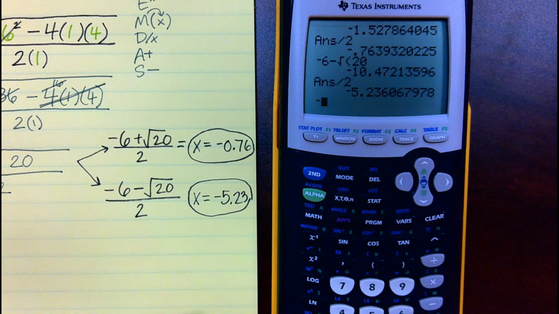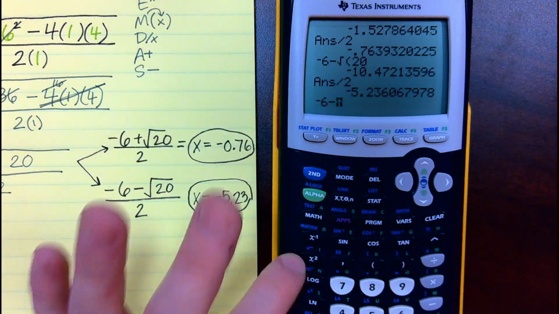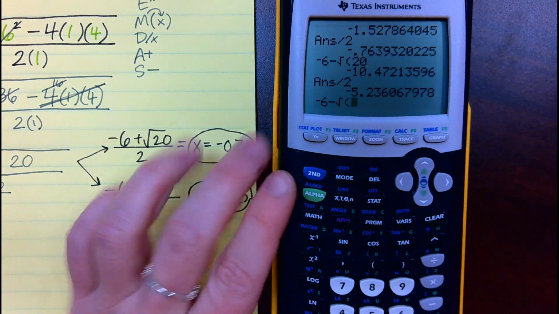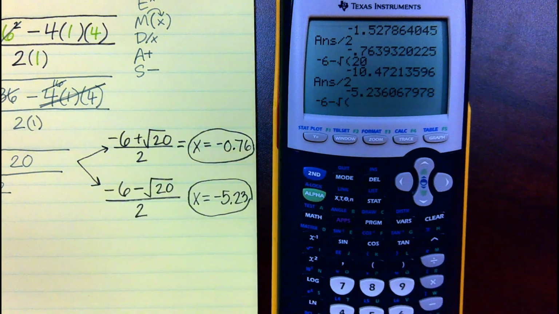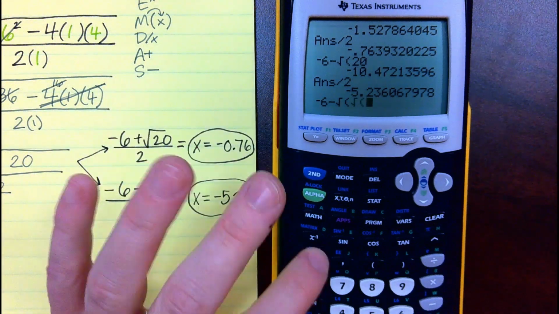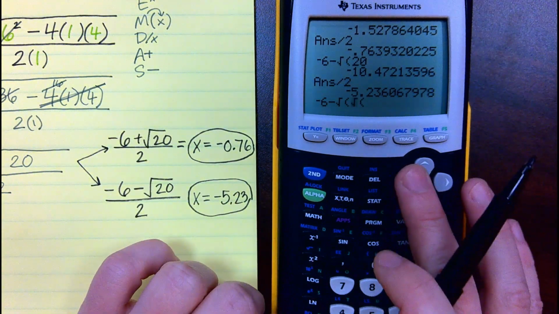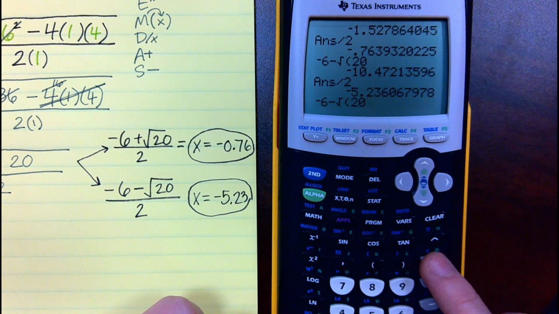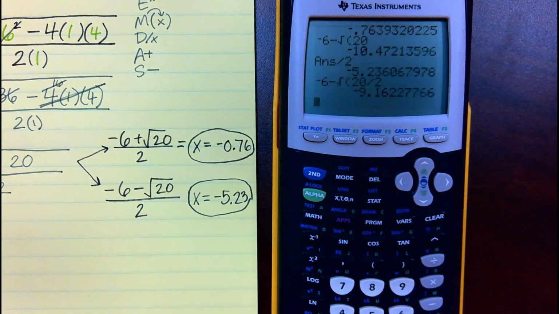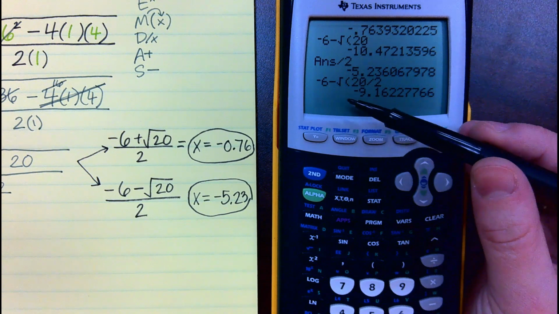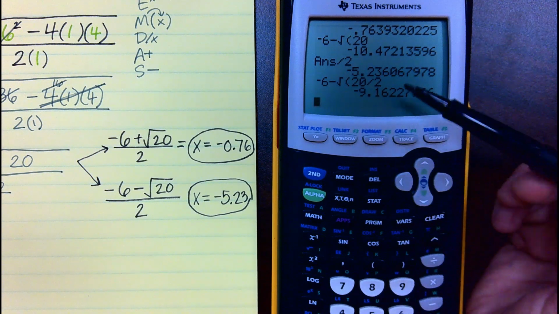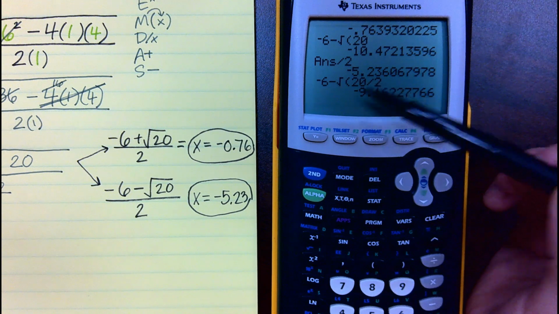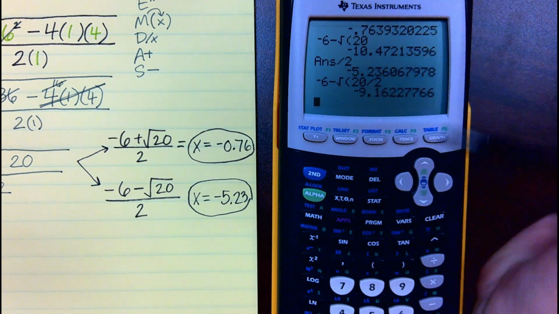So let me see what answer we would have gotten, and maybe your answer will be this one. Negative 6 minus the square root of 20. Okay, yeah, see, this is how you would have gotten negative 9.16. It is because you did not divide by 2 after getting your answer.